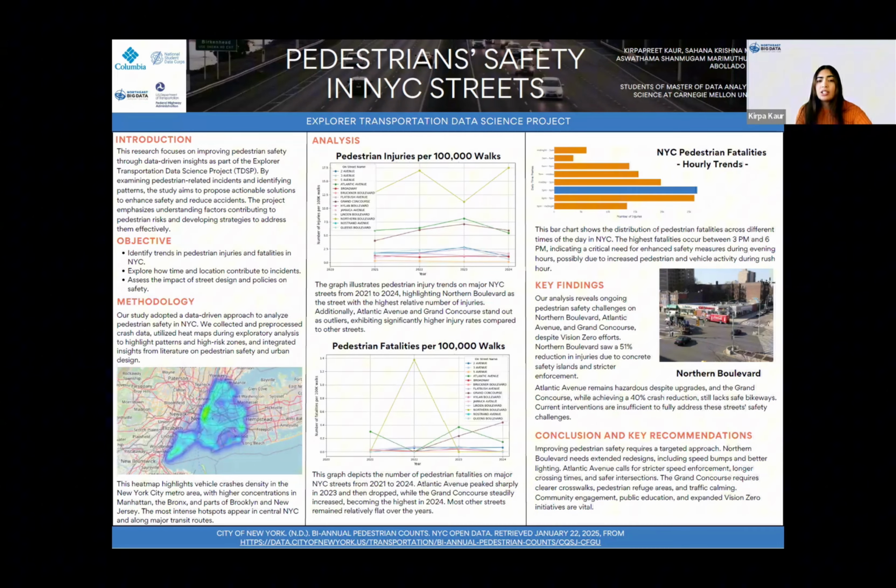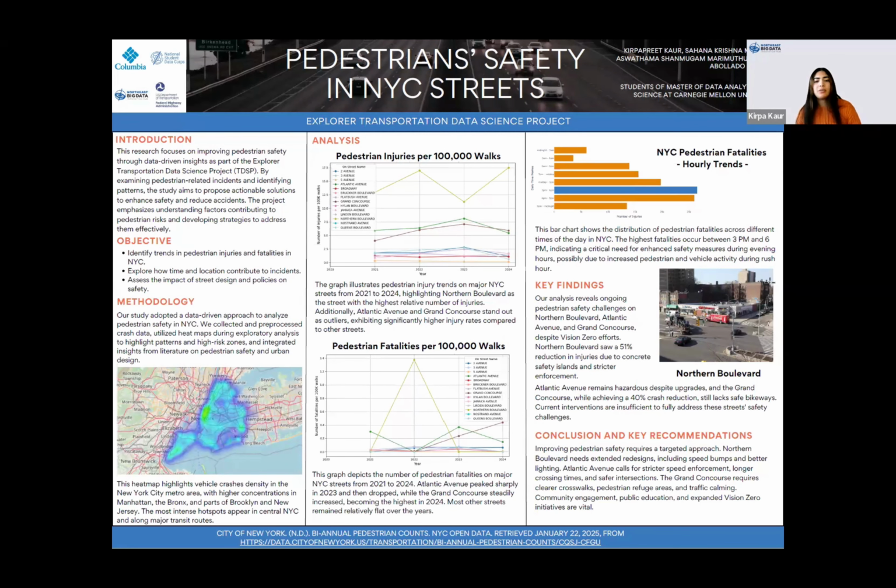For Atlantic Avenue, we suggest targeted speed enforcement through automated cameras, enhanced traffic signals, intersection redesigns, and improved street-level safety, such as curbside extensions and bollards. For Grand Concourse, we recommend increasing pedestrian refuge areas, enhancing crosswalk visibility with high-contrast markings and improved lighting. We should also launch public education campaigns on safe road behaviors and implement additional traffic calming measures.